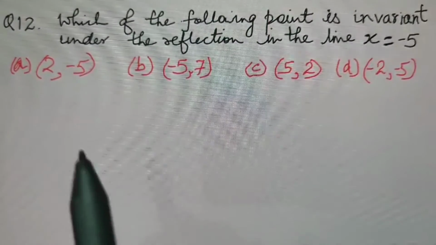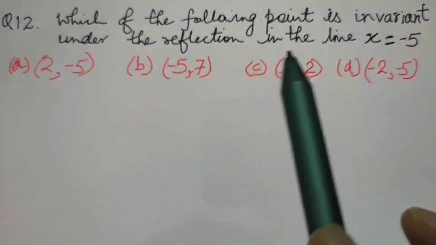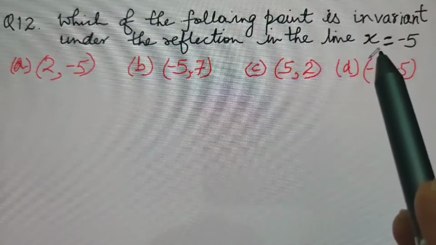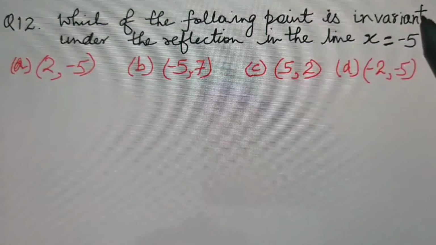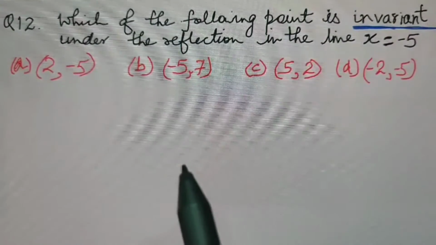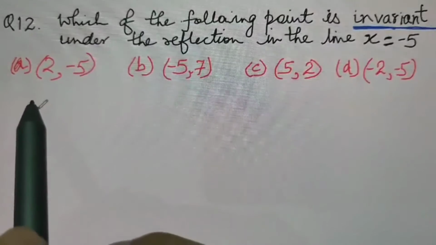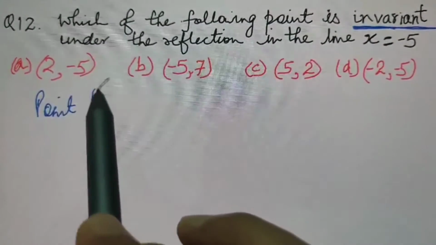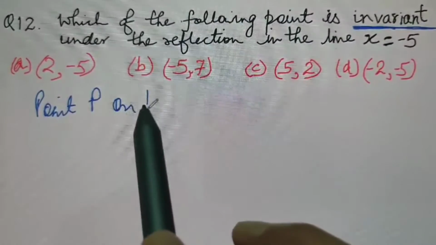Okay, here with question number 12. Which of the following points is invariant under the reflection in the line x equals minus 5? Fine. Now let us first discuss what an invariant point is. Supposing we have a point P on the line AB.